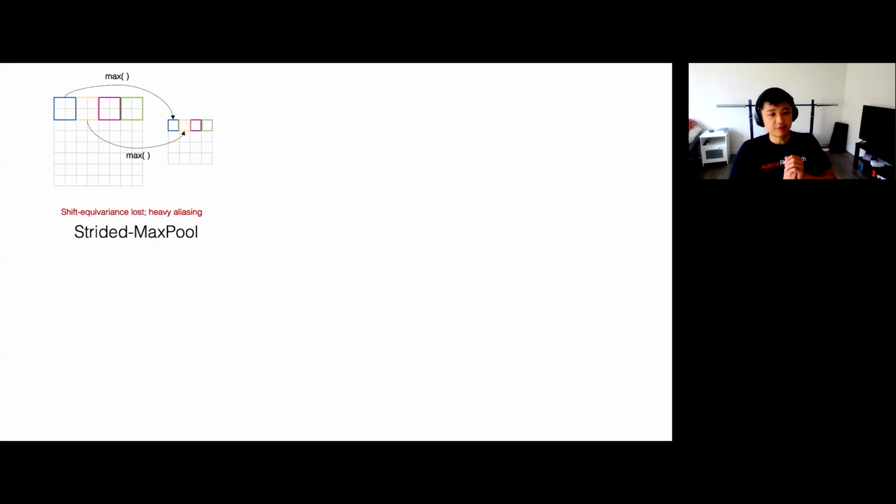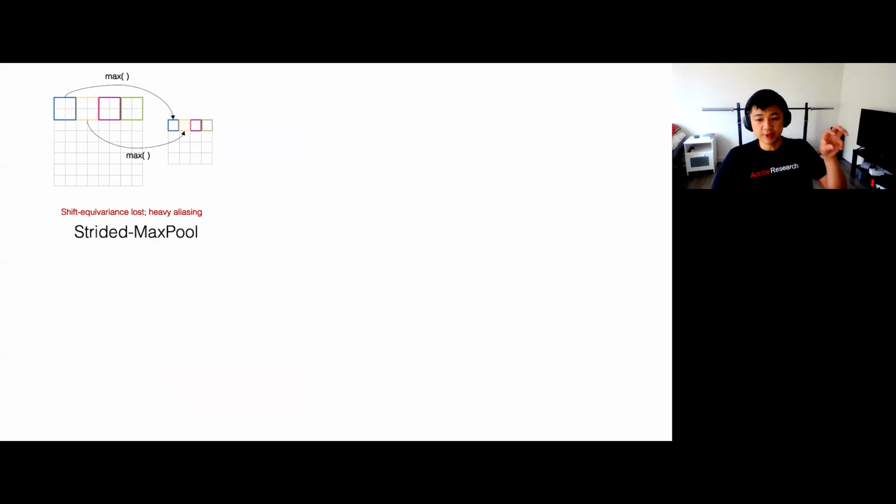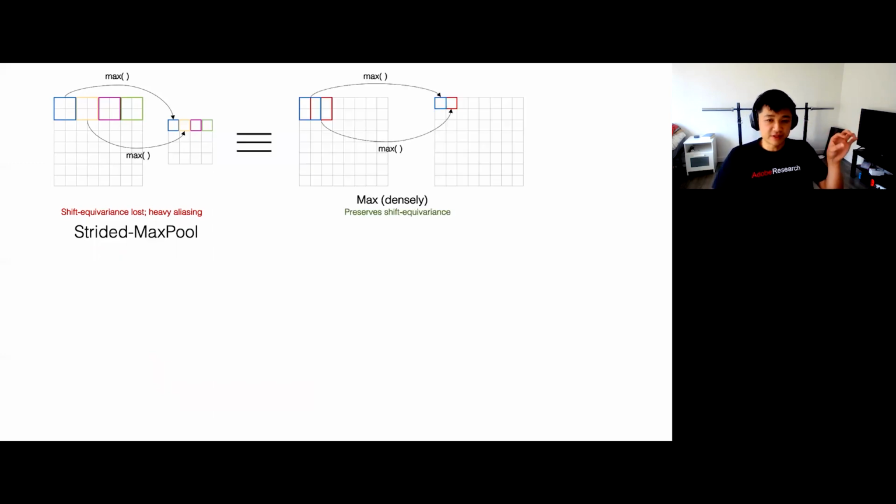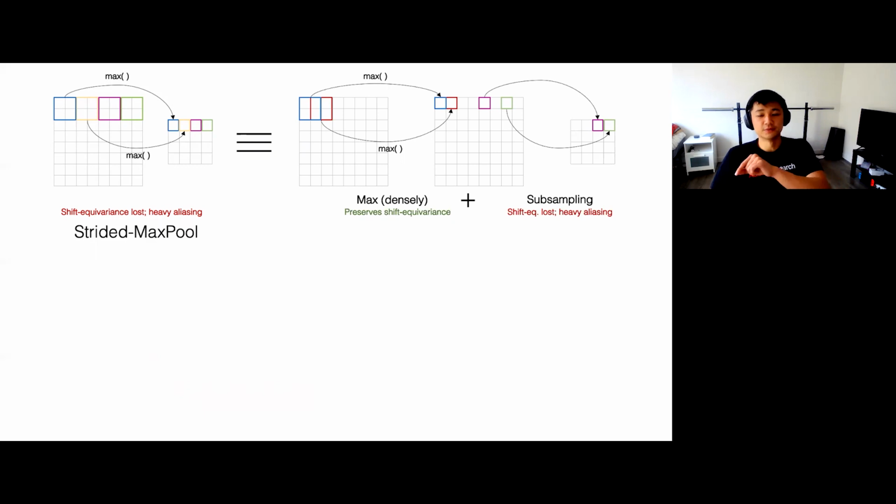So here's an example of max pooling. You take a 2x2 block, you take the max value, and you copy it to the output. Then you go to the next 2x2 block, and so on and so forth. This is actually equivalent to doing max, but at every single spatial location, so densely, and then taking this intermediate feature map and taking every other value.